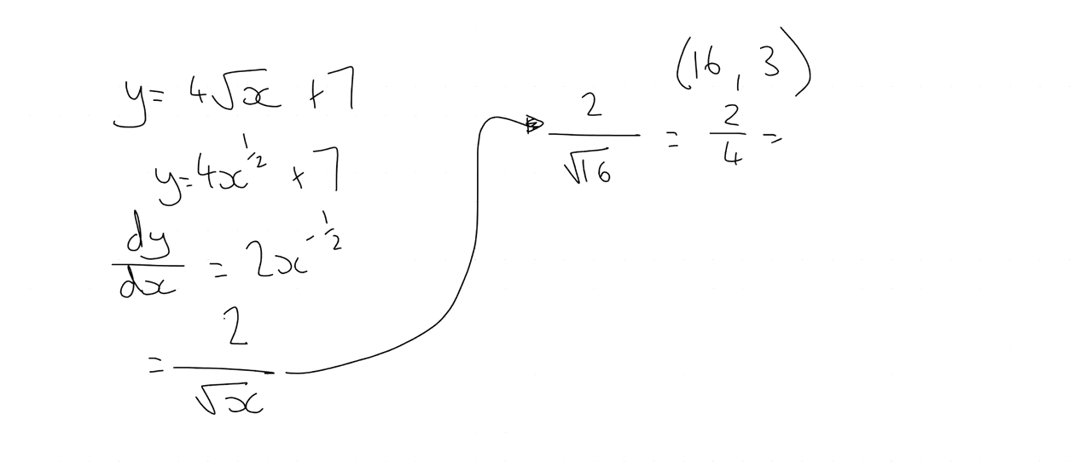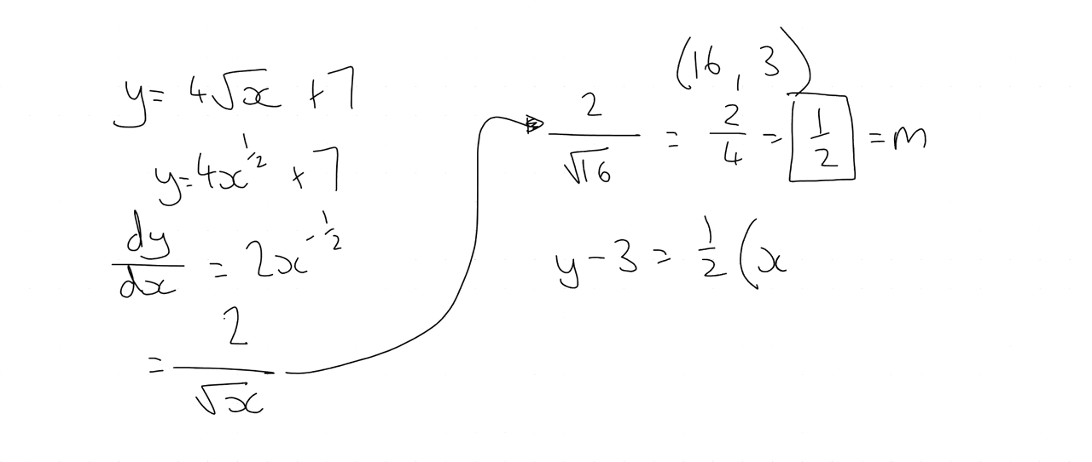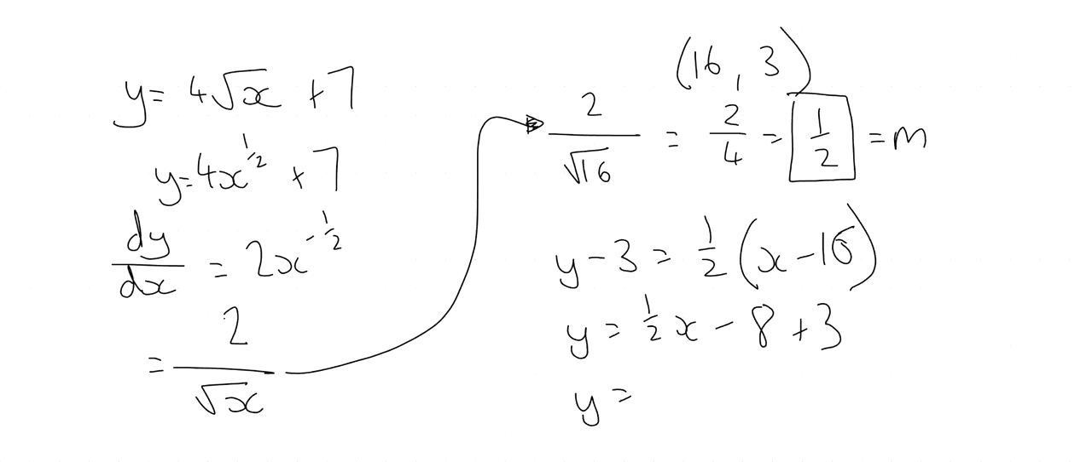And that is what? My gradient, right? This is my gradient. So then I use this point. So y minus y1 equals mx minus x1. It's definitely a 6. So then y equals half x minus 8 plus 3. Y is half x minus 5. And there is my equation.